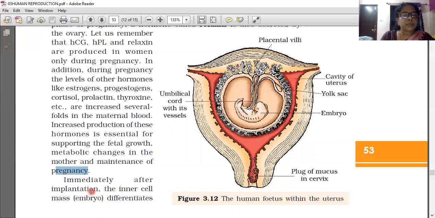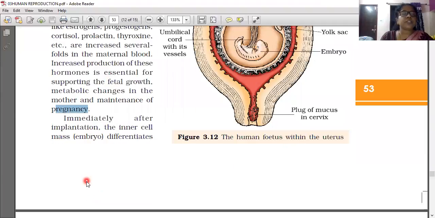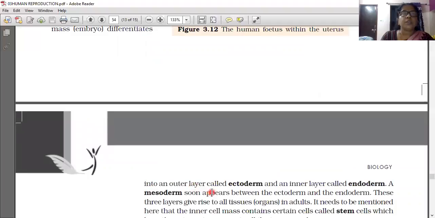Now, immediately after implantation, the inner cell mass differentiates into layers. Only the inner cell mass is converted into the embryo. First, after implantation, it converts into an outer layer called the ectoderm and an inner layer called the endoderm. A mesoderm soon appears in between the ectoderm and the endoderm. So three layers are there.